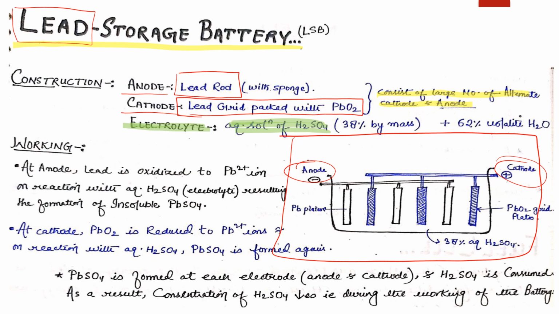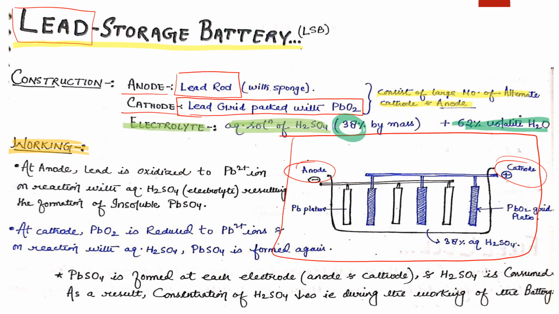You should remember that it contains 38% by mass of H2SO4, while the remaining 62% is water. Now it's time to discuss the working of the lead storage battery. You already know what the anode, cathode, and electrolyte are in the lead storage battery.